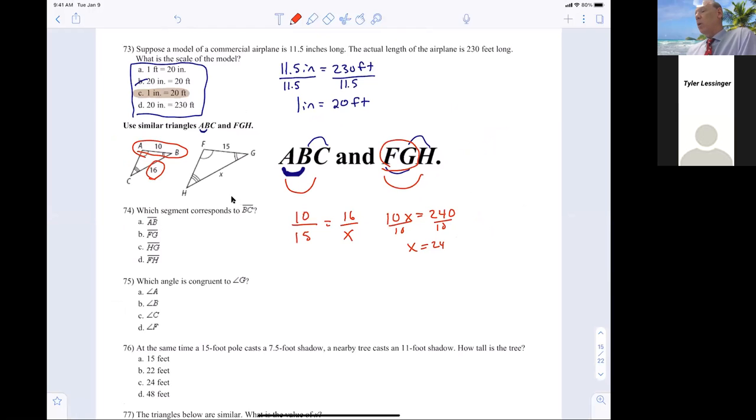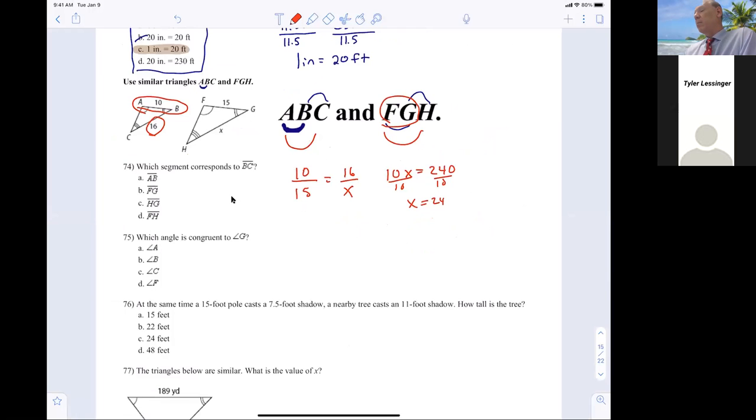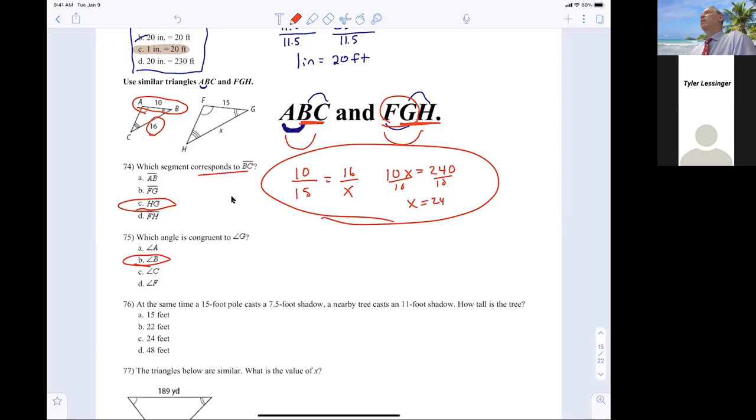All right. So which segment corresponds to BC? BC corresponds to what? BC corresponds to, yes. Which angle is congruent to G? B. Now, very well could be solved for X on the test. Is everybody with me? So that's why I don't mind that we solve that for X. Anybody have any issues with that?